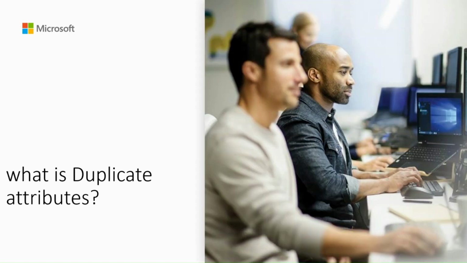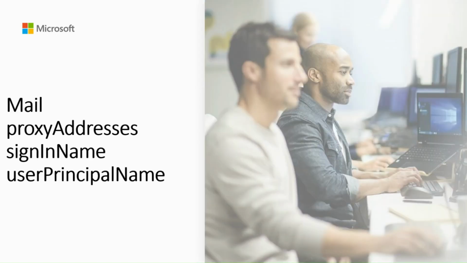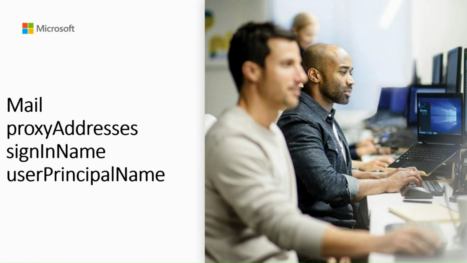So what are duplicate attributes? Duplicate attributes is what happens when two or more objects try to use the same value in an attribute where only a unique value is allowed in the entire tenant. Azure AD schema doesn't allow two or more objects to have the same value of the following attributes: mail, proxy addresses, sign-in name, and user principal name. Each object in Azure AD is forced to have a unique value of these attributes.